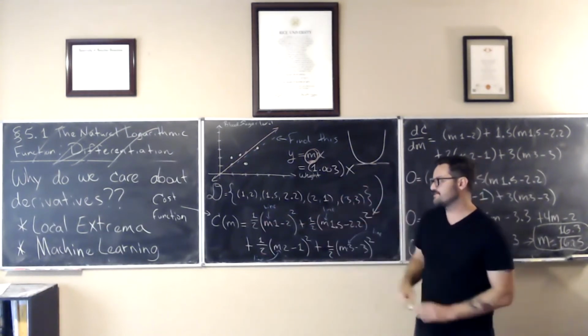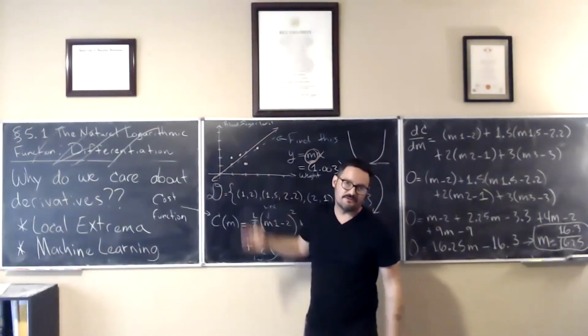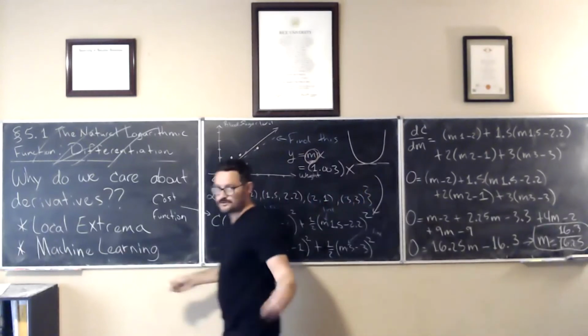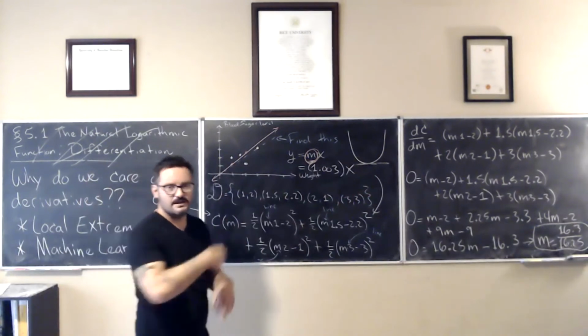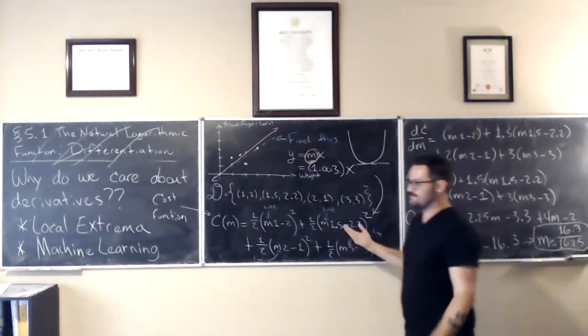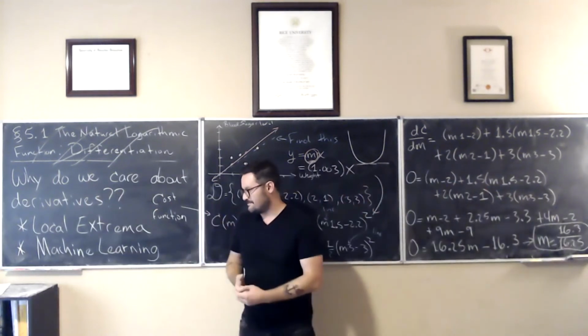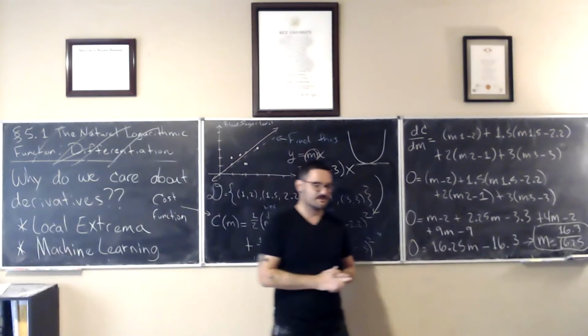And if our cost function is set up in such a way that it's using data, we're doing machine learning. That's all machine learning is. It's setting up a cost function using the data and then evaluating derivatives. Everything involving machine learning. 90% of machine learning involves derivatives.